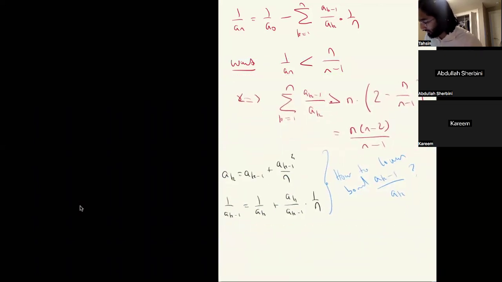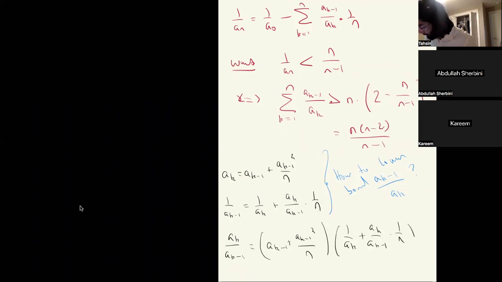Okay, so now we want, one idea is you can multiply these two, you can get a_k over a_{k-1} equals this product, right? a_{k-1} plus a_{k-1} squared over n times 1 over a_k plus a_k over a_{k-1} times 1 over n. Okay, so is this an easier expression to work with?